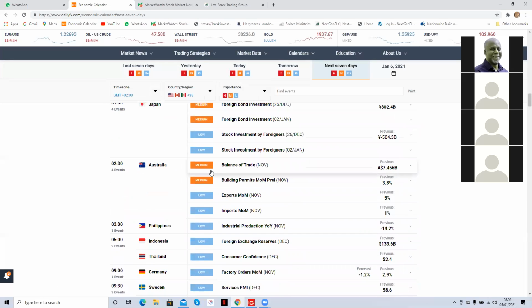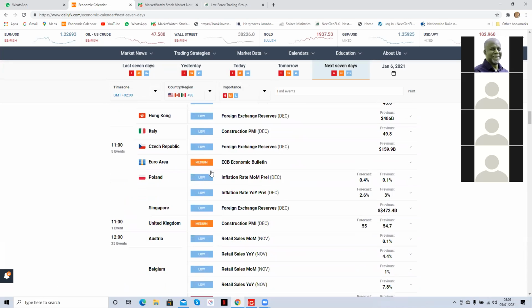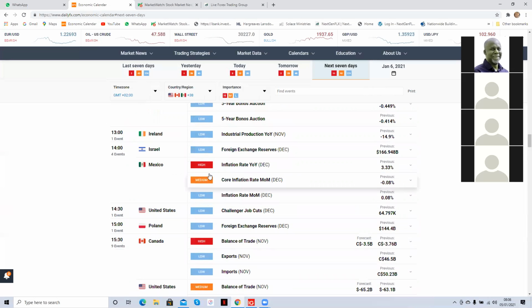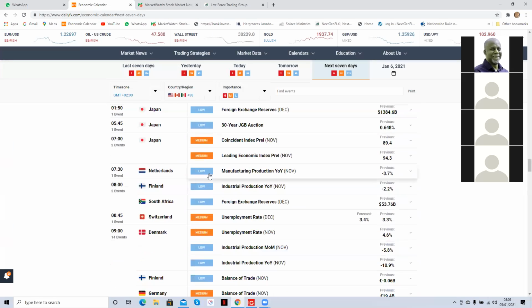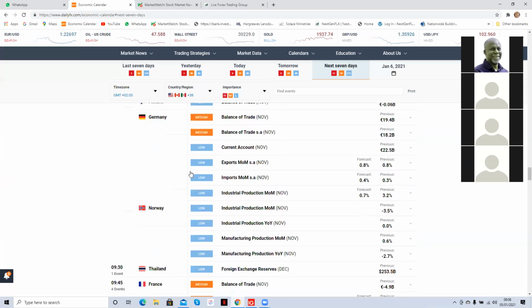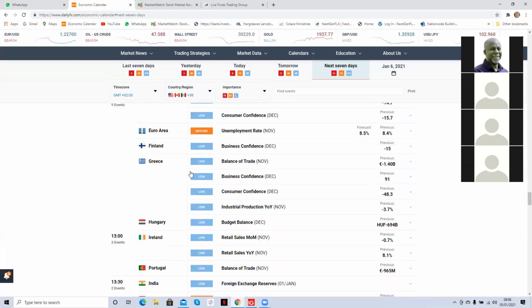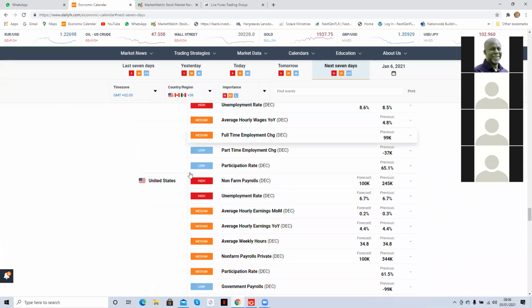And then the biggest one is on Friday. Let's just go to Friday. The biggest one for this week is the US, that's on the 8th of January. On Friday, we have the US unemployment report. So the US unemployment rate or the non-farm payrolls report comes out on Friday.